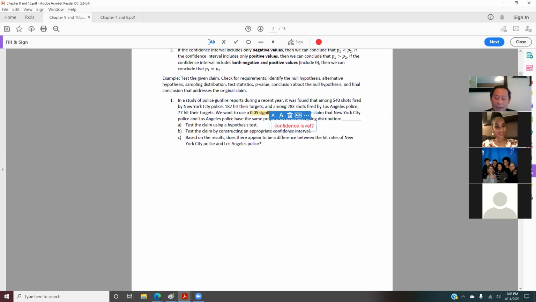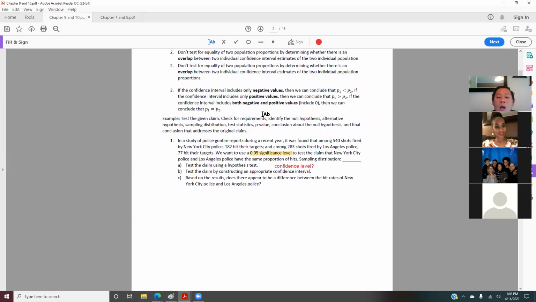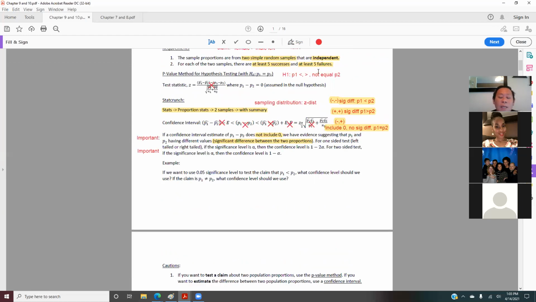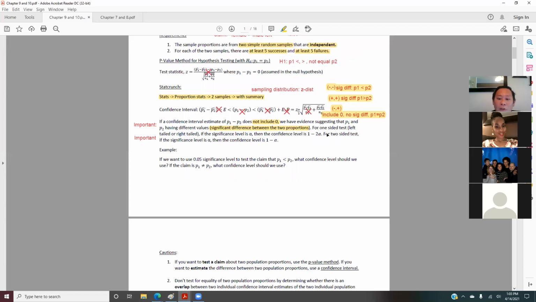Usually when you want to find a confidence interval, I always say find a 95% confidence level, find a 99%, 98, or no, 80, something like that. But usually in this case, in chapter 9, you don't have a confidence level. They only give you significance levels. So how do you figure out the confidence level? This is the second important thing that I would recommend.